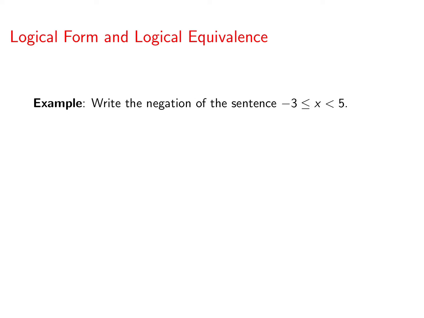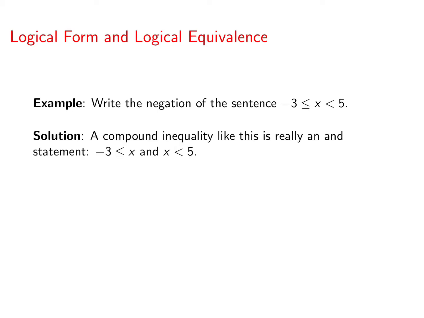All right, let's try something with mathematics. Let's write the negation of the sentence -3 less than or equal to x less than 5. Now, if you have a compound inequality, this is really an AND statement: -3 less than or equal to x and x is less than 5. Compound inequalities are always AND statements. All right, so if we want to negate this, we're going to use De Morgan's laws.